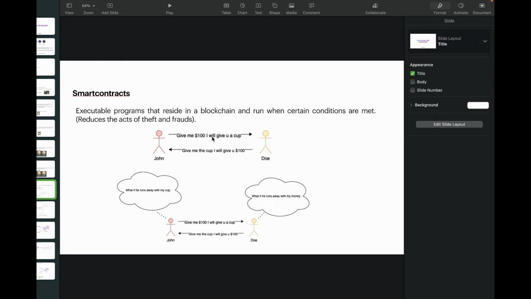John told Doe, give me $100 and I will give you a cup. Doe told John, give me a cup and I will give you $100. They both want to trade, but both of them have trust issues. Doe is thinking, what if I give him my $100 first and he runs away? And John is thinking the same, what if he runs away with my cup?